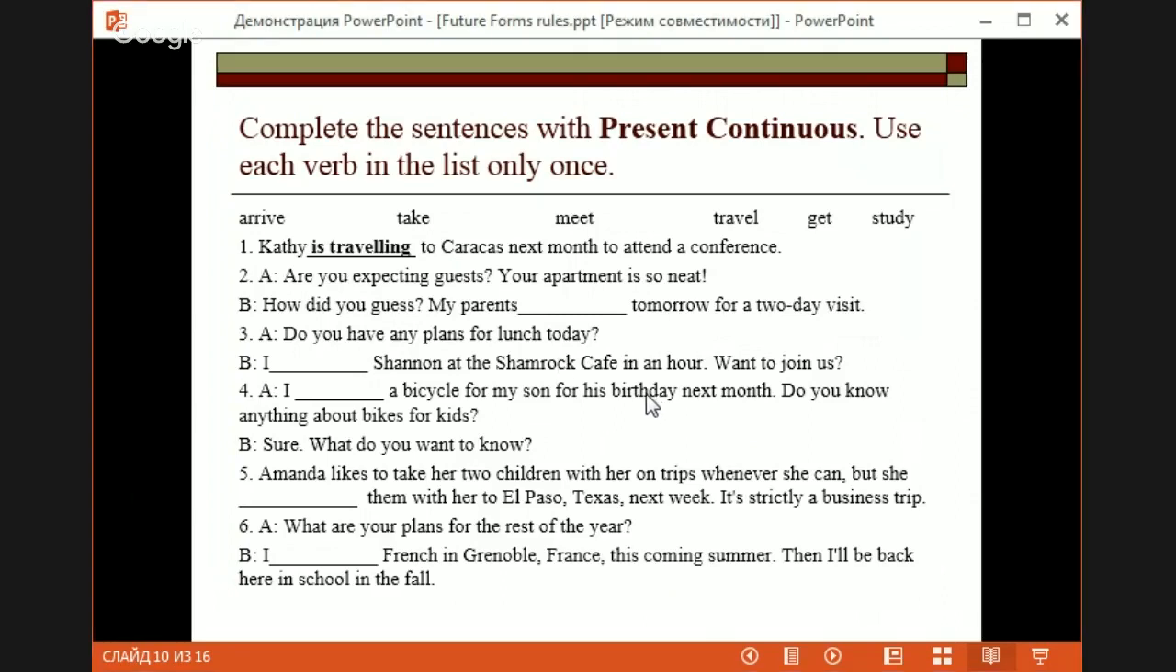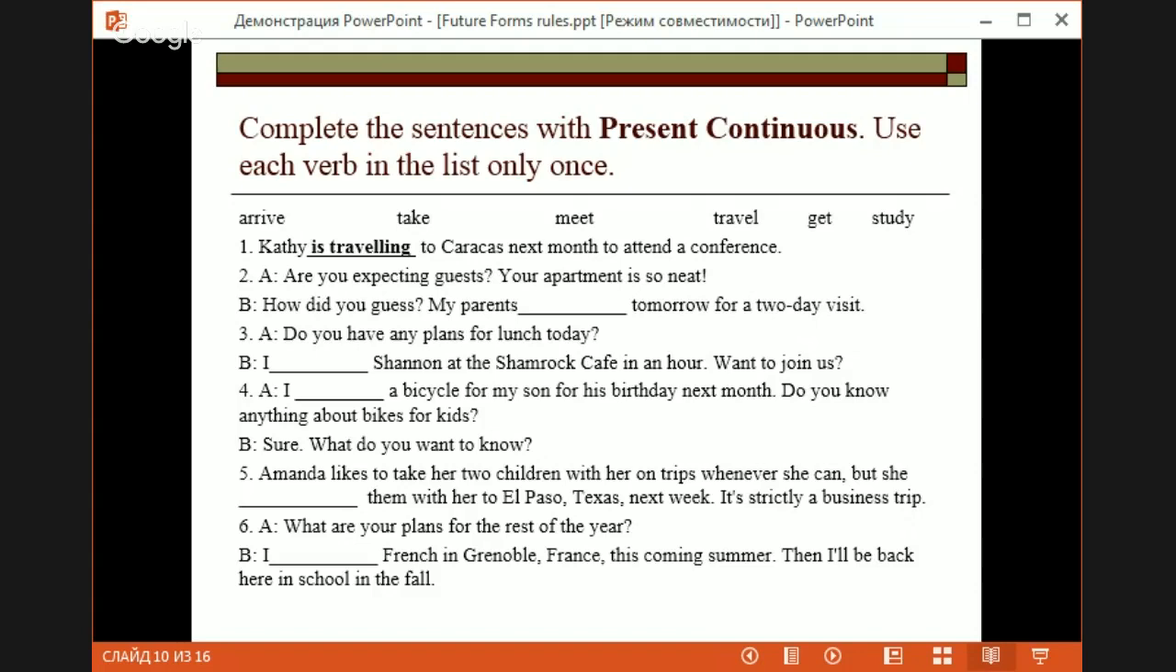And the first one, Kathy is traveling to Caracas next month to attend a conference. This is a planned action. This is an arrangement. She has already bought tickets. She knows what kind of conference she's attending. Definitely, she has some kind of hotel reservation. So this is really planned.